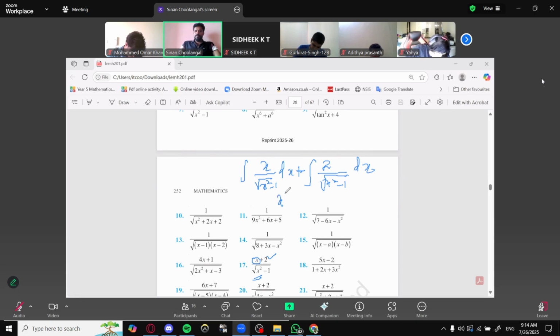So here x square minus 1 can be taken as t. Derivative: 2x dx equals dt. So x dx will be dt by 2. This is for the first. Second, you can take 2 outside. That will be matching directly to the formula. Isn't it, my dear? This will be matching directly to the formula. x dx will be dt by 2, right?